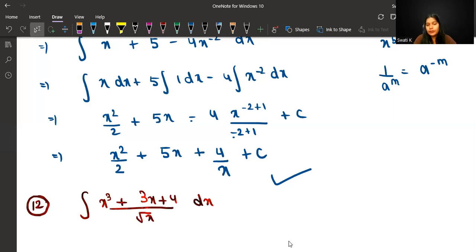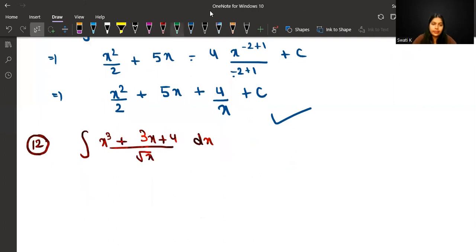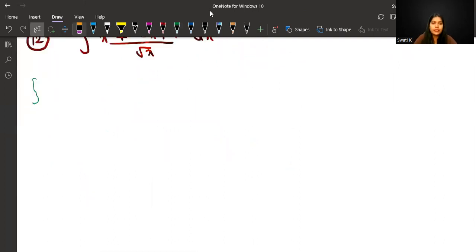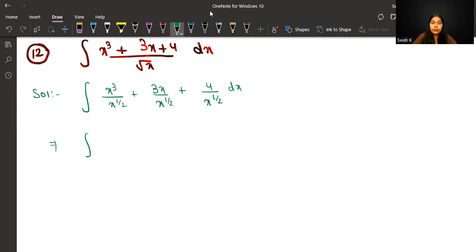So how can you solve this particular question? So again, here you have to use some properties of exponent, right? So if you just, oh, 1 second. So if you just separate the LCM, okay, the question is not visible. Yes. So if you just separate the LCM, it will become x raised to cube upon root x, which is same as x raised to half. This will become 3x upon x raised to half, because root x is same as this, plus 4 upon x raised to half dx.